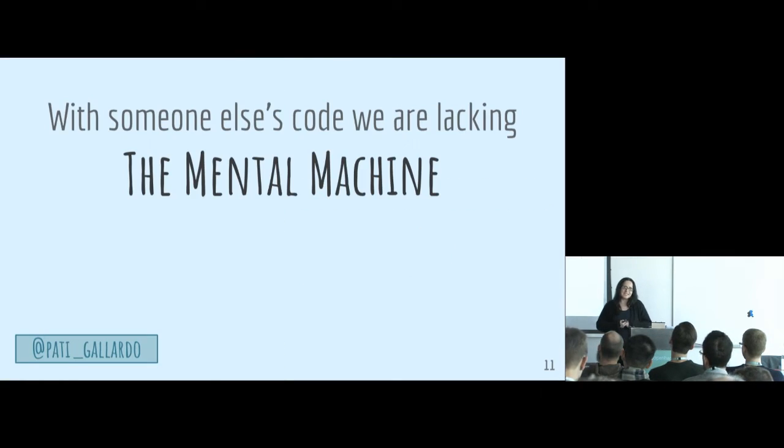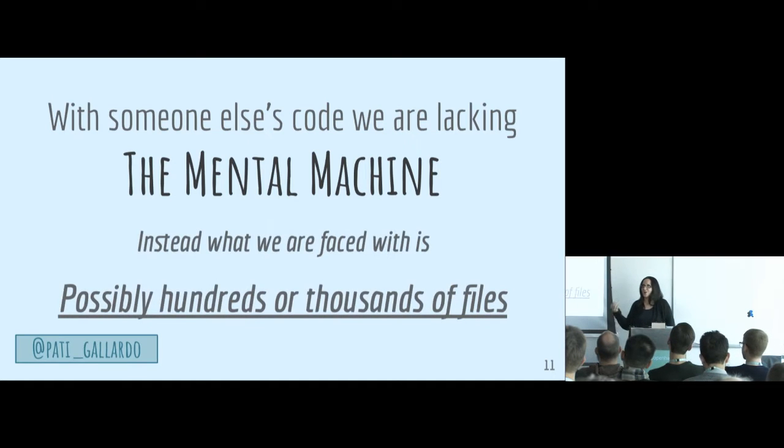Which means that when you are reading somebody else's code, you don't have their mental model. You don't know what the machine looks like. All you have are all of the files. And that's the problem. Because when you have your own code, you think my code is very readable and understandable. But with your own code, you have the advantage of having the mental machine.